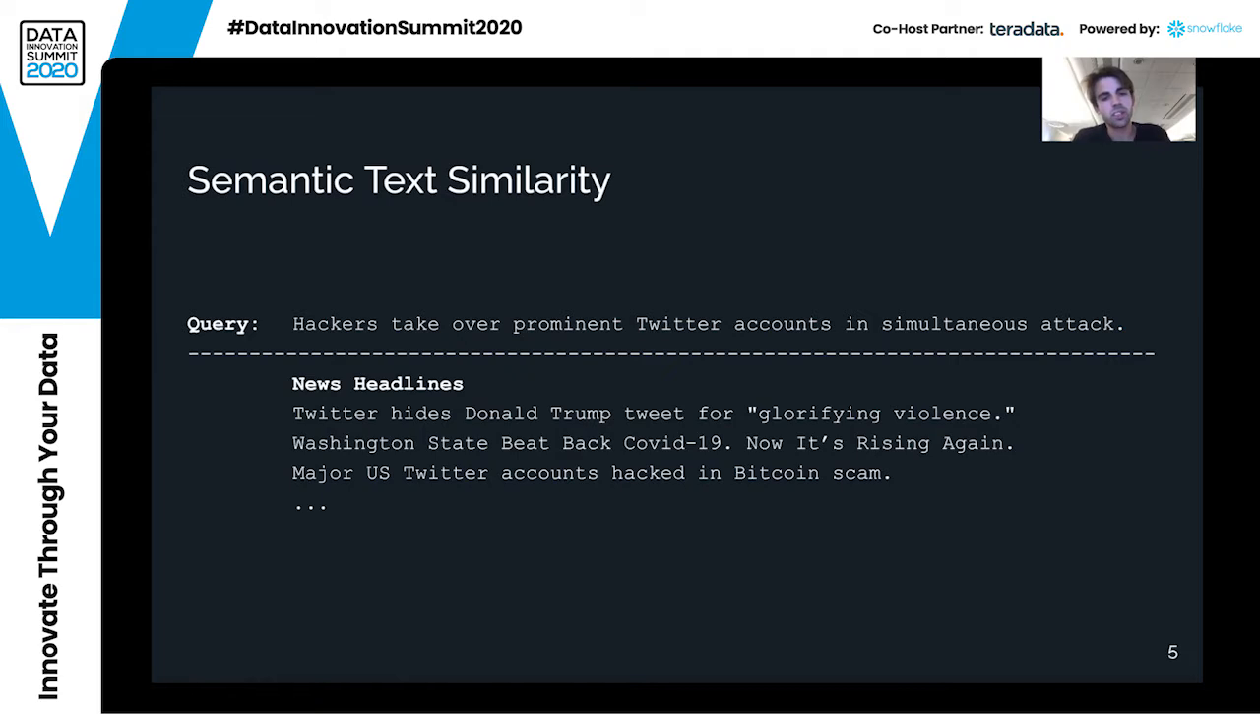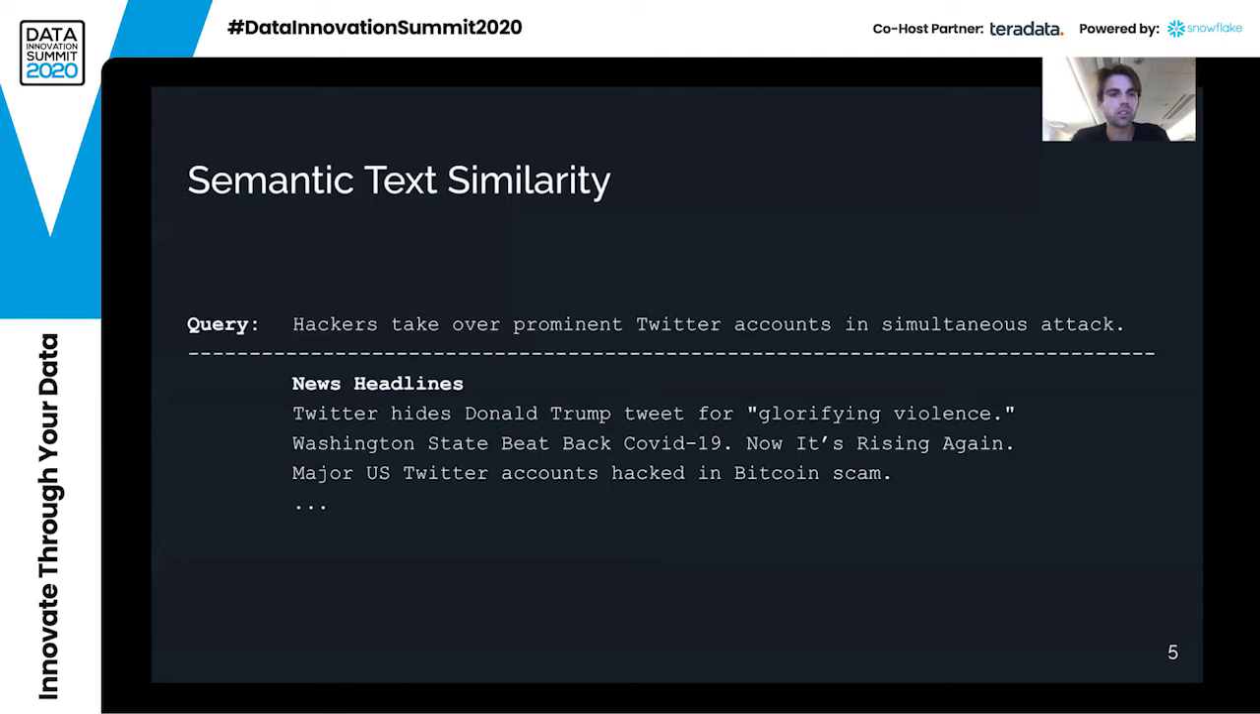First one, Twitter hides Donald Trump tweet for glorifying violence. This one is also about Twitter, but not about Twitter getting hacked. So yeah, recently Twitter is a lot in the news, it seems. Then, Washington State beat back COVID-19, now it's rising again. And the last one, major US accounts hacked in Bitcoin scam. So here we can see this is also about Twitter accounts being hacked.